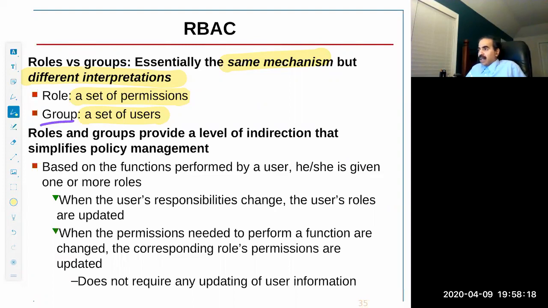And once again, when a user leaves, you don't have to go and look at all the permissions that they have and remove them. Instead, you just say this person doesn't have any of the roles that they used to have, and automatically all the permissions that they used to have are removed. So this is how RBAC helps in terms of policy management.